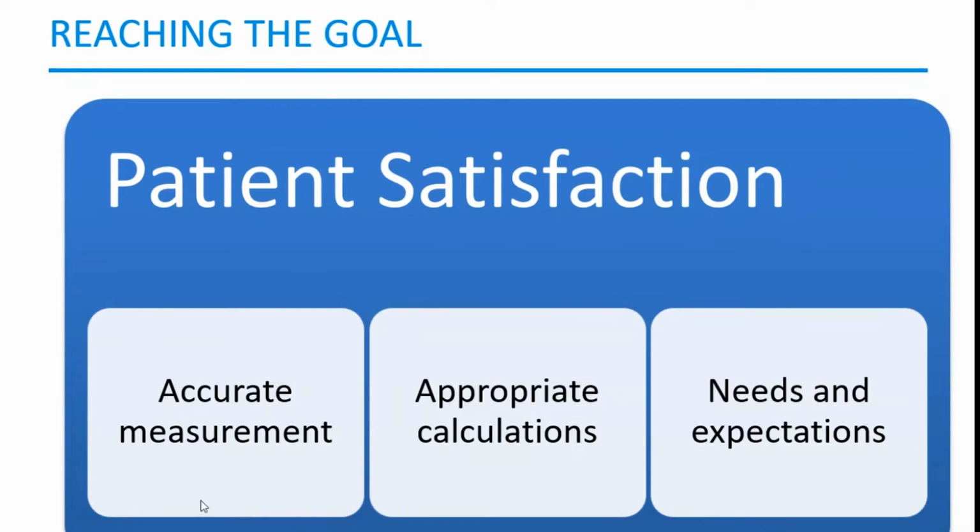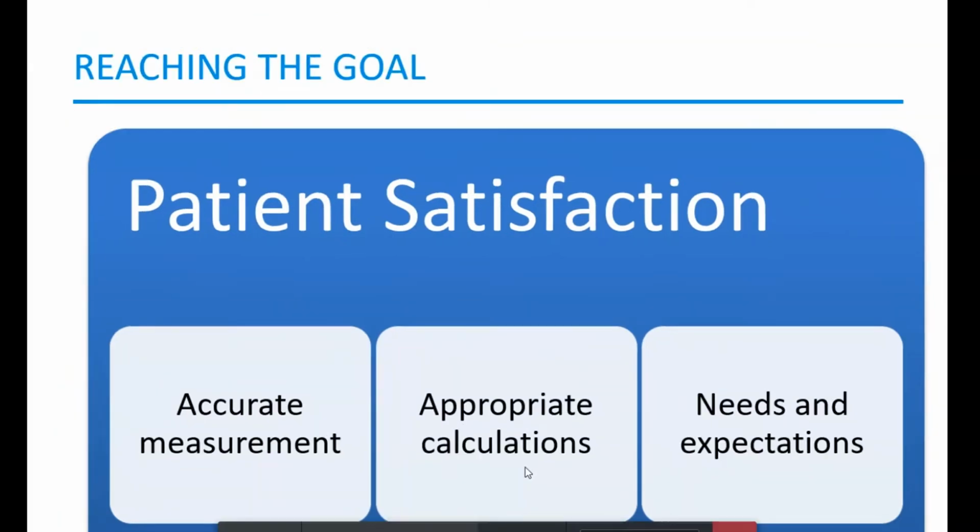First of all, we need to look at accurate measurements. Measurements of the patient's eye are really fundamental to getting the accurate power. The correct calculations, meaning the correct or appropriate formulas, must be used. And this is something the surgeon needs to address with the patient in terms of managing the patient's expectations.